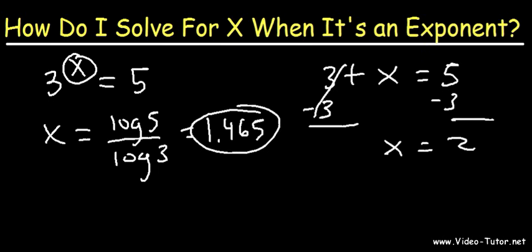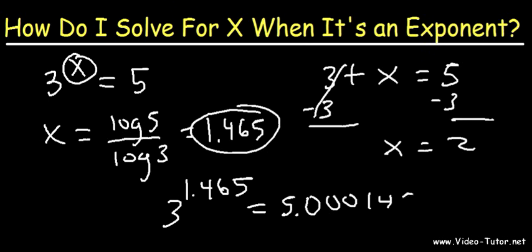And you can check your work. To see if it's right, type in 3 raised to the 1.465. Let me type it in the calculator and see what I get. I get about 5.000145. So that's the answer. That's how you can solve for x when it's an exponent. But now let's actually solve this problem step by step. That was just a quick version of getting the answer.